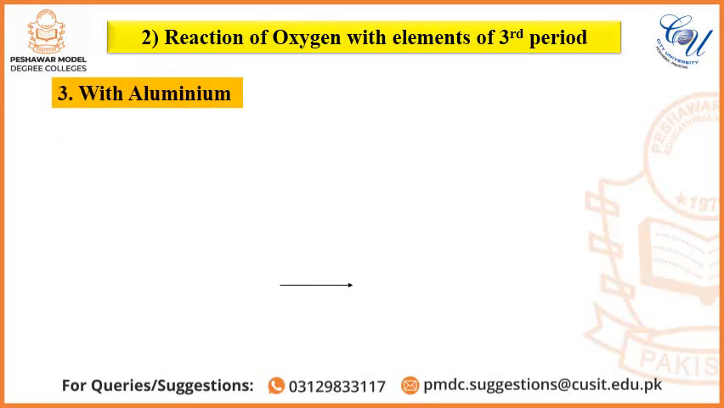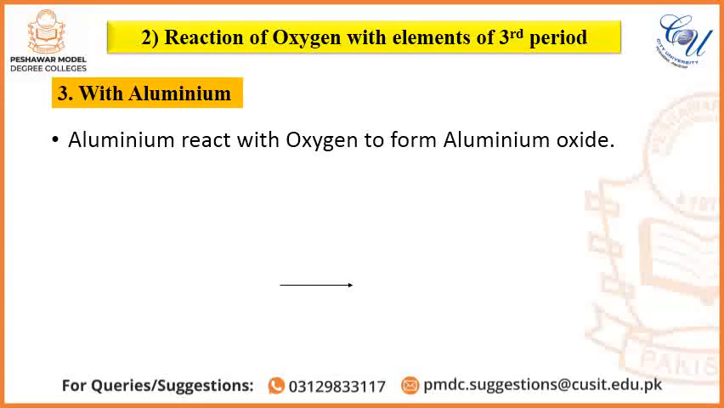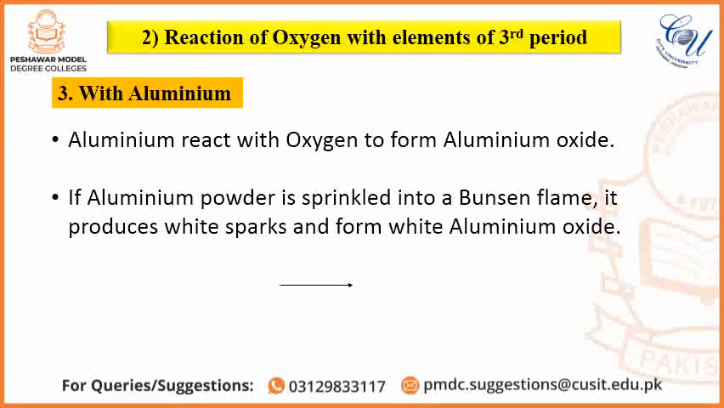Here is the reaction of the third member, that is aluminium, with oxygen. Aluminium reacts with oxygen to form aluminium oxide. This aluminium oxide forms a thin layer which prevents the aluminium surface from further reaction. If aluminium powder is sprinkled into a Bunsen flame, it will produce a white spark and form white aluminium oxide. Here is the reaction.